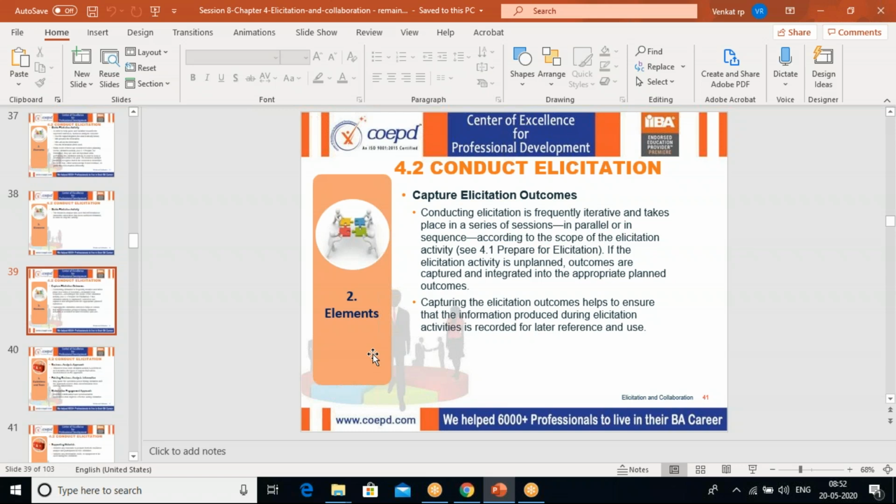Capturing the illustration outcomes helps to ensure that the information produced during the illustration activities is recorded for later reference and use. So in conducting this illustration, capturing illustration outcomes is very important. When it is a planned activity, we should know where to keep this information, and if it is an unplanned one, we should know where to keep it as well. We should also know the scope of the elicitation, and based on it, we have to take it forward.